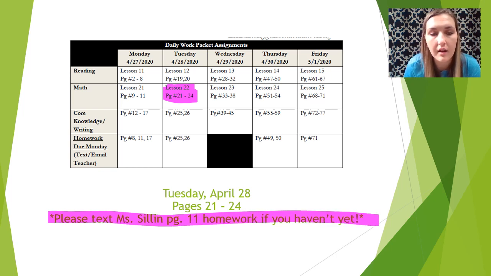Also, if you have not been looking at the homework assignments that are due to your teachers, make sure you pay attention to that this week. You still have a chance to be texting page 11 to me from Monday's assignment. So if you have not done that yet, please complete that assignment and text a picture of it to me for credit, and I'll be able to look over it and let you know how you're doing.